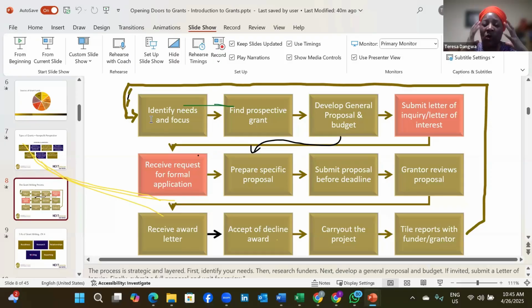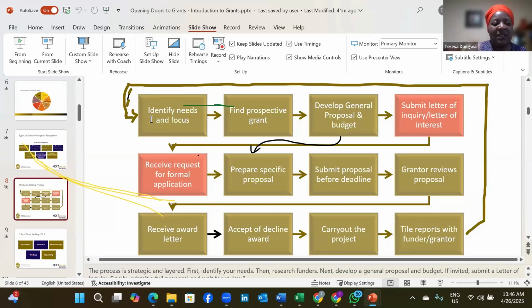Have all this in mind, because some grantors will want their reports once a month. Some will say quarterly, some will say every 6 months, some will say annually. And some will say we want them quarterly, but for the last quarter, we want a more exhaustive report that includes everything from the year. So be mindful of the instructions that you are being given.